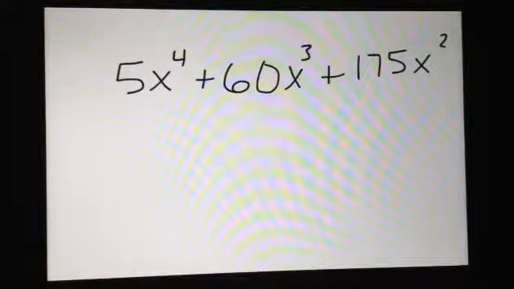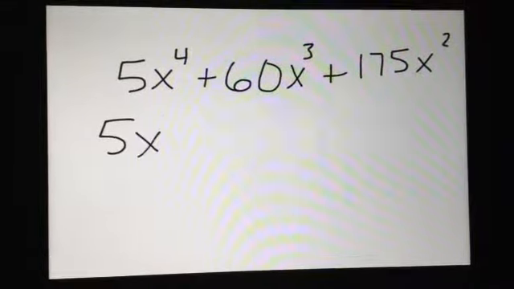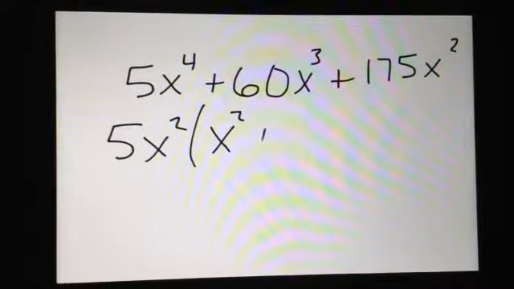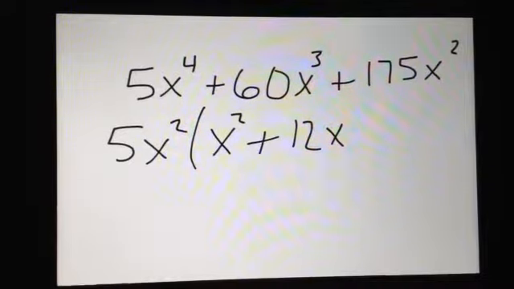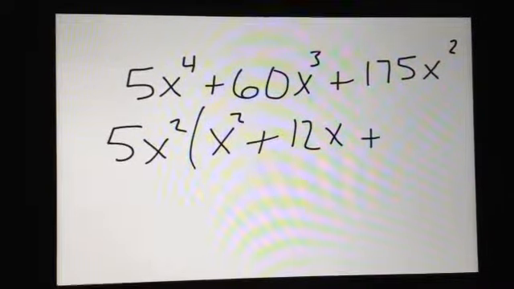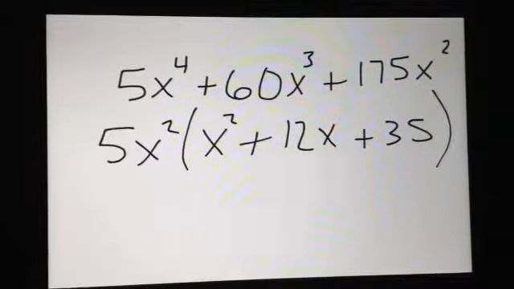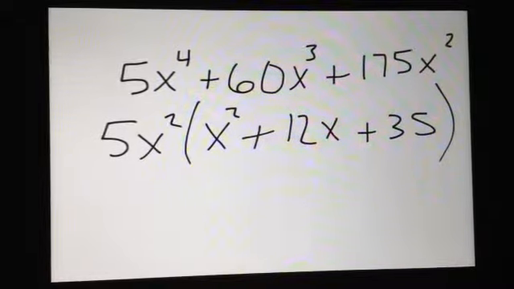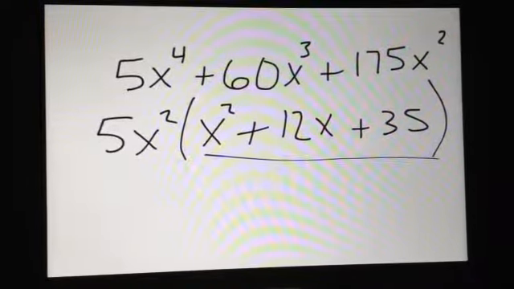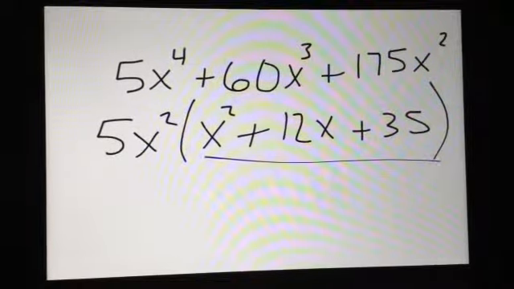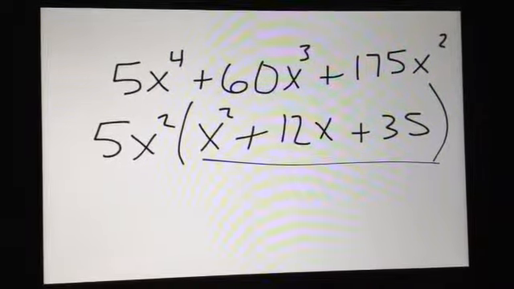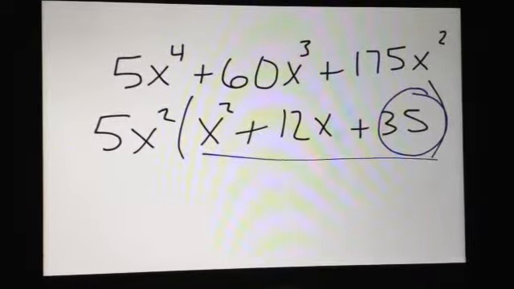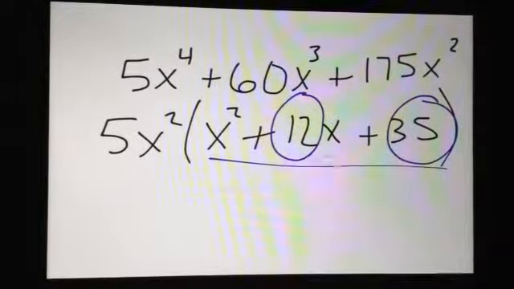So greatest common factor here would end up being 5x squared. And then you end up with x squared plus 12x plus 35. Alright, and now that you have a 3-term function right here, you can just factor from standard to factored form by figuring out two numbers that multiply to be this number and add up to be this number.